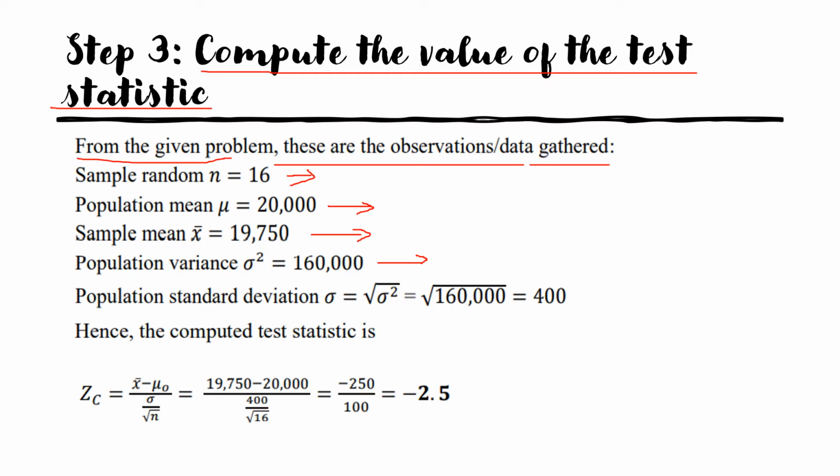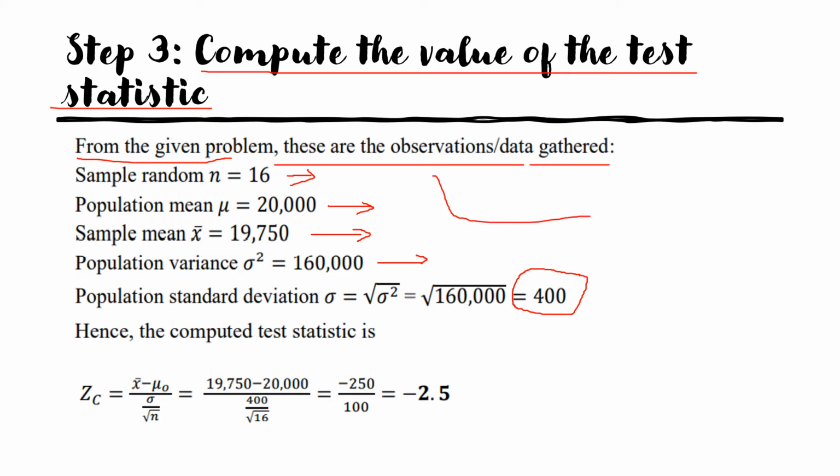For us to get the value of your population standard deviation, we simply get the square root of this population variance, which is the square root of 160,000. Whatever the value of the square root of 160,000, that will be your population standard deviation sigma. The resulting value for that is 400.